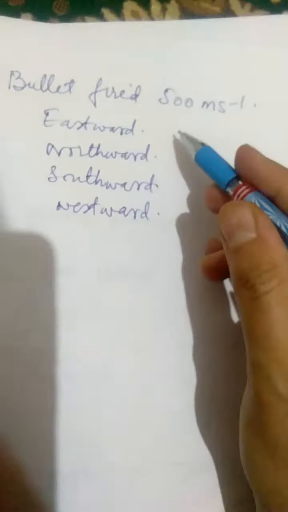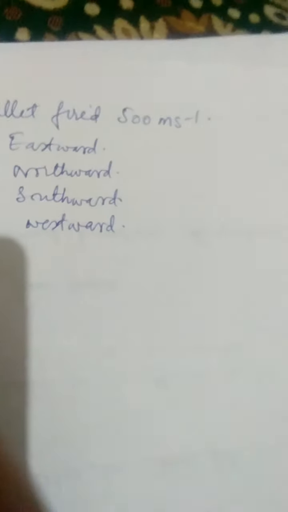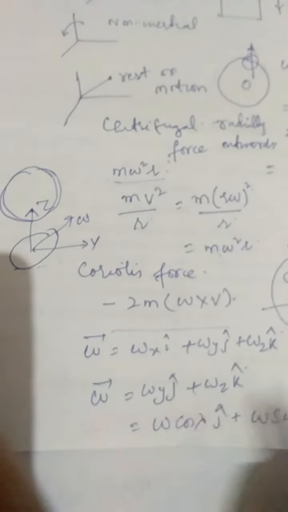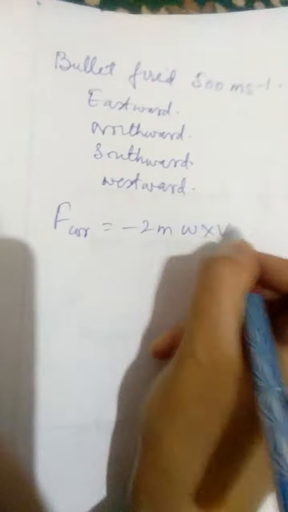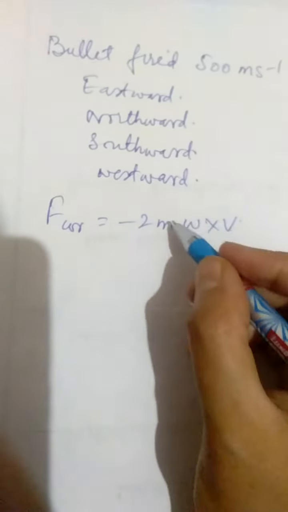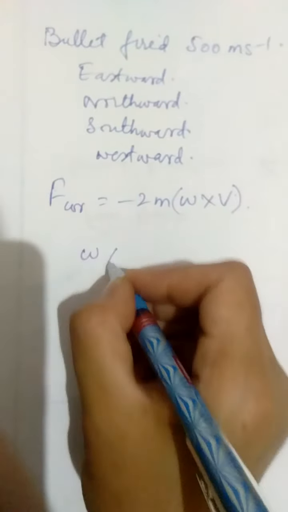But before solving these numerical problems, we should try to understand the concept of this Coriolis force a little better, a little further. And what is that? Since we know that this Coriolis force is basically minus 2m omega cross v, we know 2 is a constant, m is the mass of the object or the bullet in this case. We have to expand this component, omega cross v. And how do we write omega cross v?